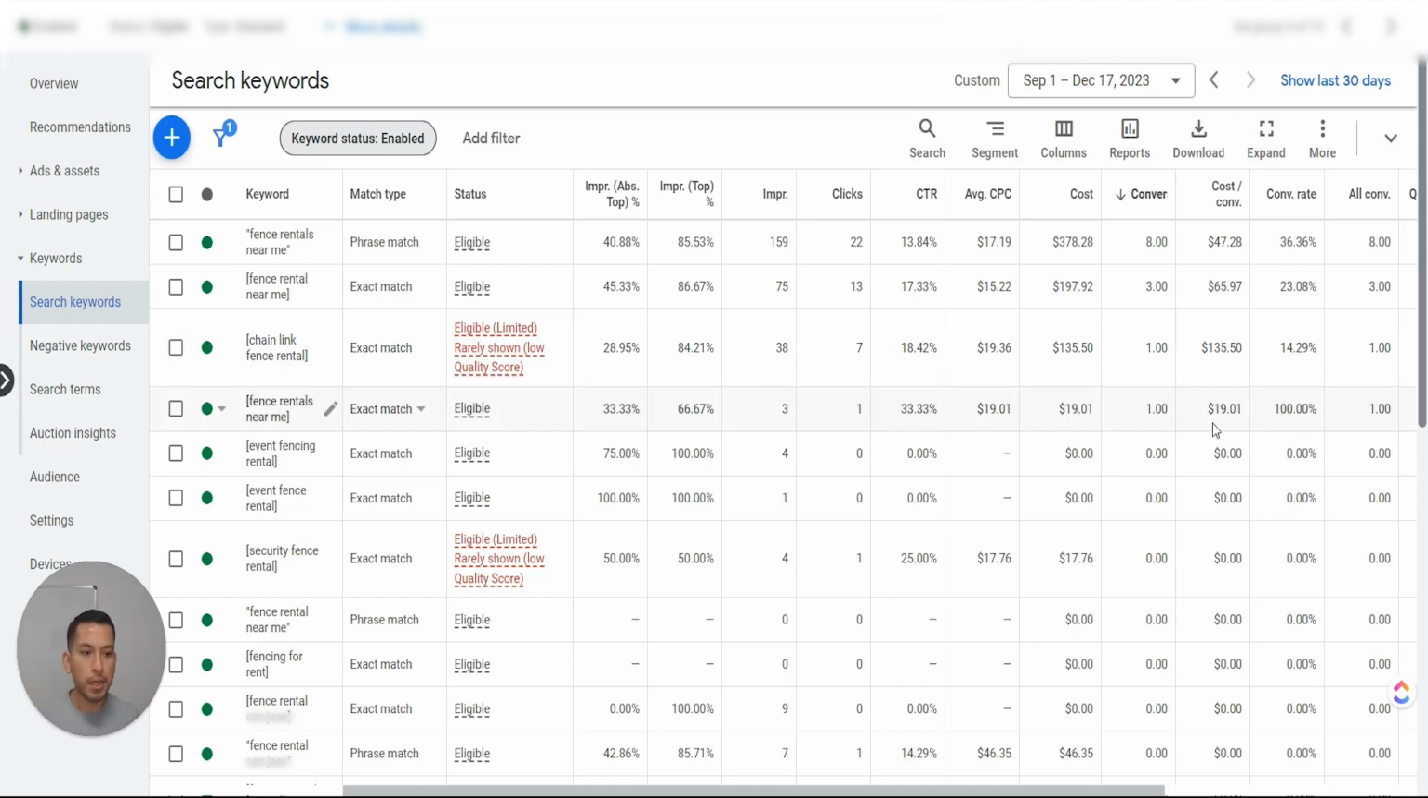Then we got fence rentals near me at $19.01. Exact match, right? So we use a mixture of phrase and exact match. We have seen a lot of campaigns that we audit where they are only using broad match, which is fine if you're doing a lot of negative keyword maintenance, but most of the time we don't see negative keyword maintenance.